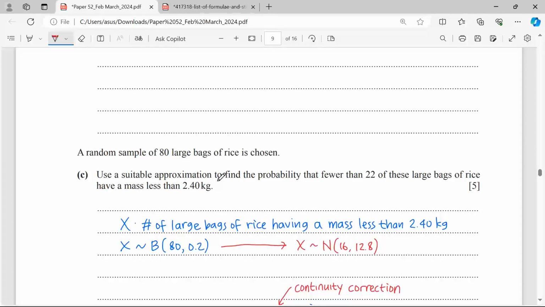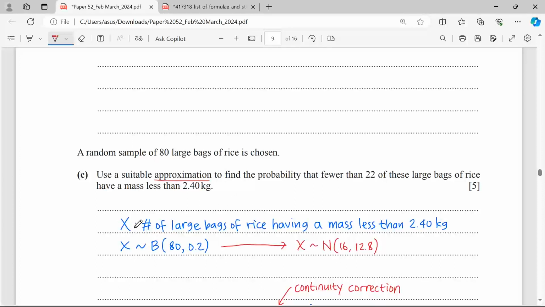Use a suitable approximation to find the probability that fewer than 22 of these large bags of rice have a mass less than 2.40 kg. So I think for this question, the keyword is already clear. Yeah, use a suitable approximation. So you have to use approximation.